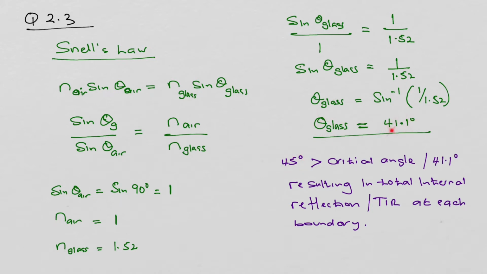But that's the critical angle. So 42.1 is the critical angle. And because the ray is entering at 45 degrees, which is greater than the critical angle, this results in total internal reflection. That's total internal reflection at each boundary. So to get total internal reflection, the angle in the glass has to be greater than 42.1 degrees. And this is what happened because we have 45 degrees, which is definitely greater than the critical angle.